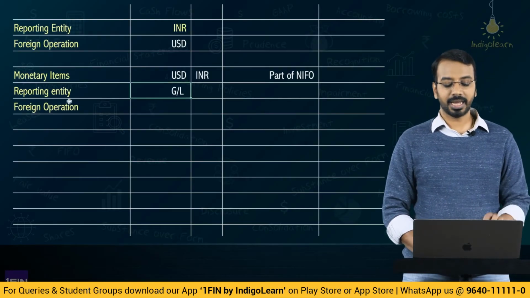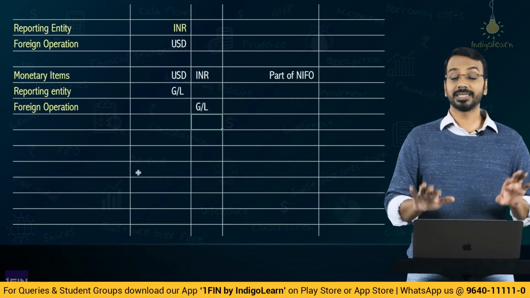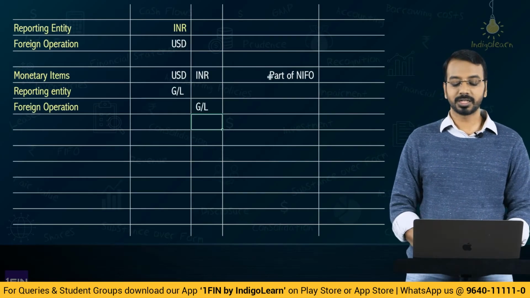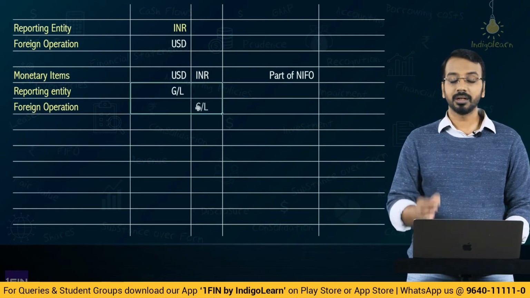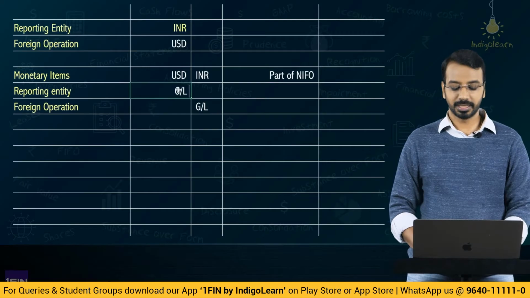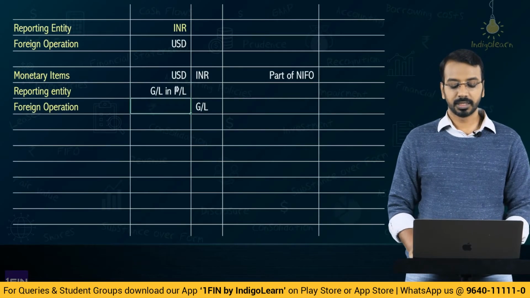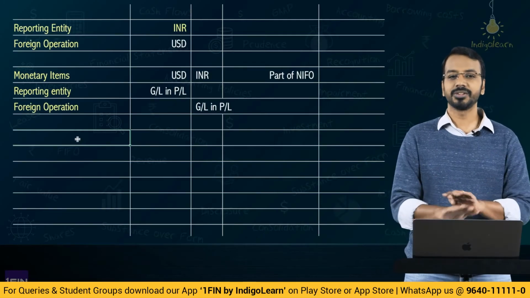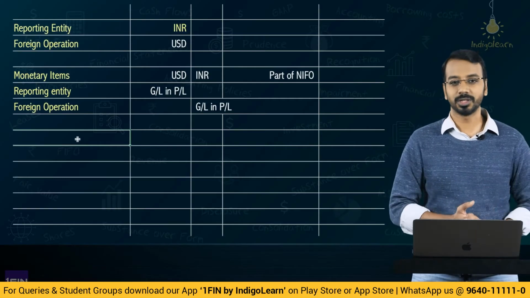If it is a transaction in USD, the reporting entity will book the gain or loss. If there is a transaction in INR, then the foreign operation will book the gain or loss. Sir, what if the transaction is in GBP? Then both the entities will book the gain or loss. Okay. Now, that is when it is not a part of NIFO. This gain or loss which is booked is booked in the standalone P&L. Here also it is gain or loss in P&L, right. In the standalone financials, there is no complexity, and as I told you, if there is a third currency, then both of them will book the gain or loss.